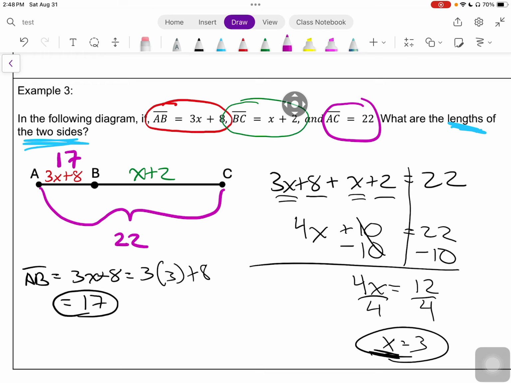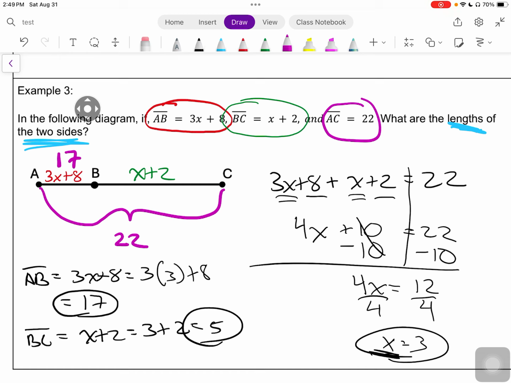You don't really have to plug in for BC. Some people might see we can just do 22 minus 17. If you'd like, you can plug it in. If you want to double check your work and check your answer, you can. If we do the same thing here for BC, we would say x plus 2. We know that x is 3, so it's going to be 3 plus 2, which is 5. And again, to double check your work, hopefully 17 plus 5 should be 22. So that should all work out. So that's going to be our third and final example for segments.